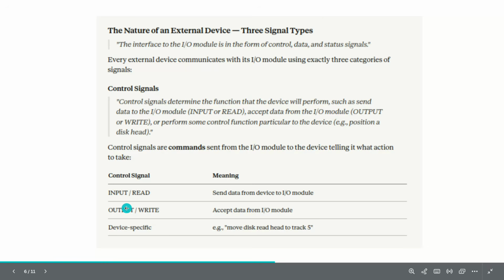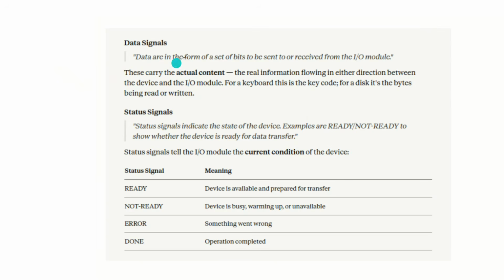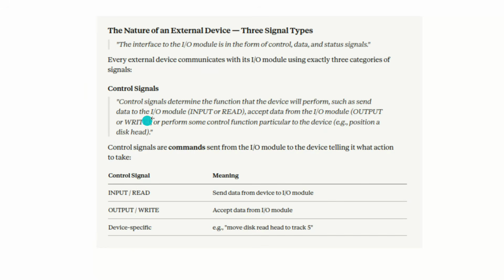Okay, now let's see the nature of the external device. We have said that there are three kinds of signals: control signals, data signals, and status signals. There are different signals going between them. So the interface to the I/O module can be in the form of control, data, and status signals.